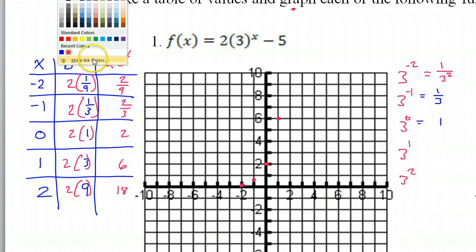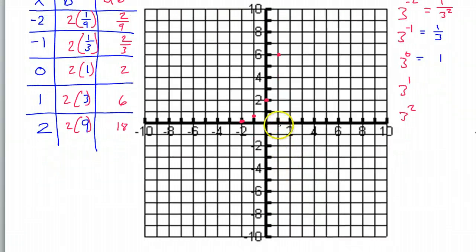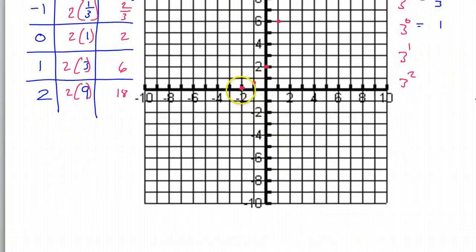Okay, and I'll go ahead and do that in blue. Alright, so if I move these down 5, so 1, 2, 3, 4, 5. Okay, and then the next one was at 2/3. Alright, and the next one was here. And the next one, 1, 2, 3, 4, 5.